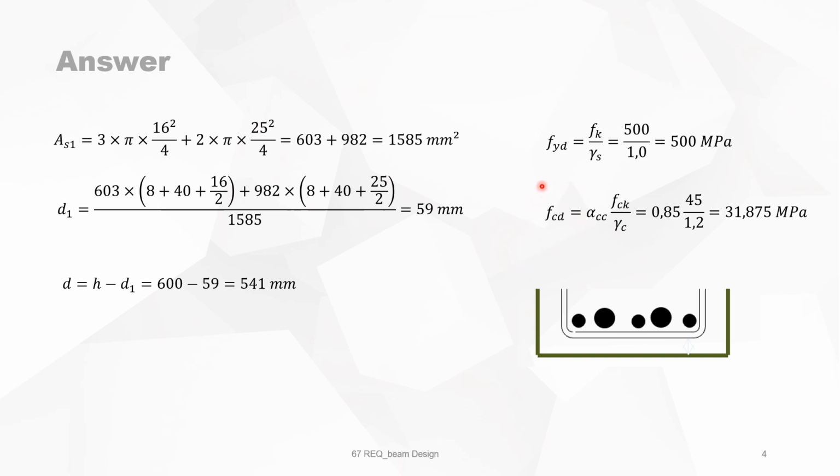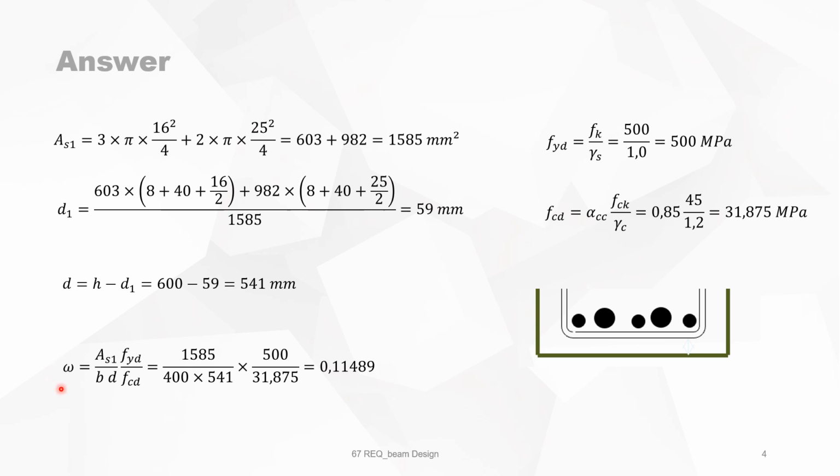The design value of the compressive strength of the concrete is alpha cc times fck over gamma c. Alpha cc is 0.85. The fck, the concrete quality, was 45 megapascal. The material factor is 1.2 because we are now in ultimate limit state accidental. So the design value of the compressive strength is then 31.9 megapascal.